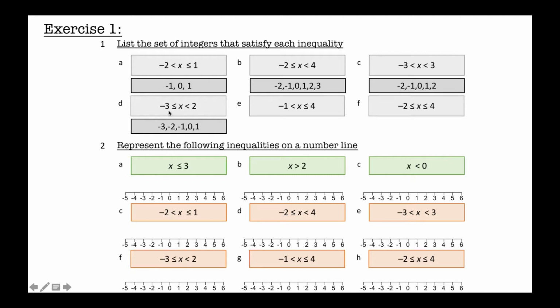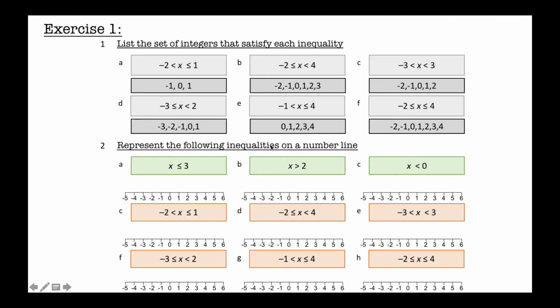Here it includes -3, but doesn't include 2, so -3, -2, -1, 0, 1. Here it doesn't include -1, but it does include 4. Okay, and these would be your numbers. And here it includes -2 and 4, so they're both in there. Okay, so all you were doing there was writing down the numbers that went in between these two constraints.